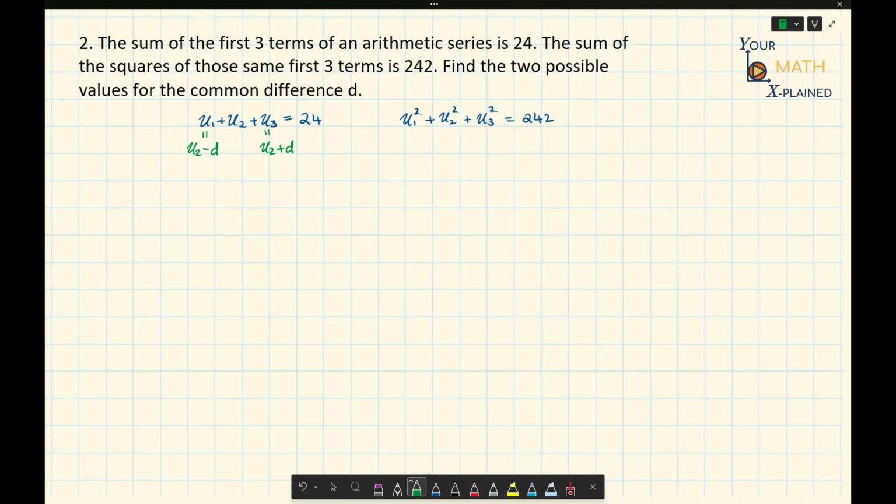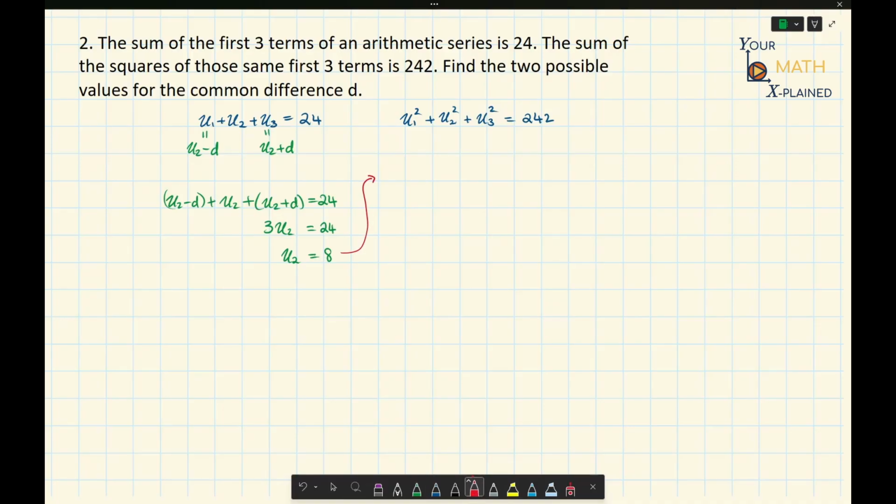We have a plus d and we have a minus d. So when we add them all together, they're going to cancel out, which means we get u sub 2 minus d plus u sub 2 plus u sub 2 plus d is equal to 24. With the d's canceling out, we end up with 3 times u sub 2 is equal to 24, which means u sub 2 is equal to 8. Now we're going to take this and substitute it into the second equation.